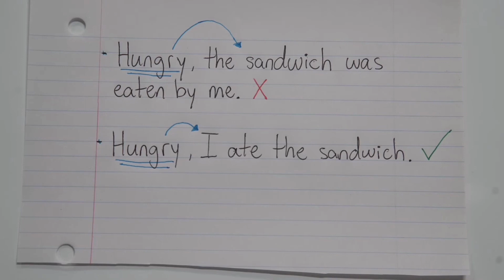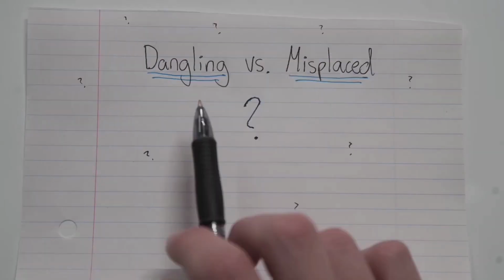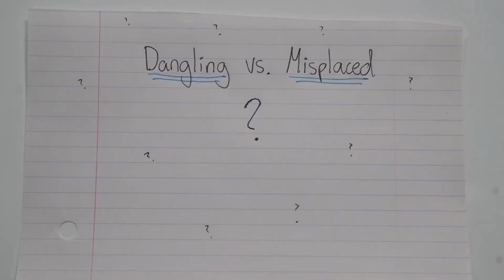So some of you might be thinking, okay, but how am I supposed to remember the difference between a dangling modifier and a misplaced modifier? And the honest answer is, it doesn't really matter. As long as you can tell when there is a modifier error, and you know how to fix it, then you don't really need to worry about the specific kind of modifier error it was. Let's take a look at some examples and see if you can fix them.